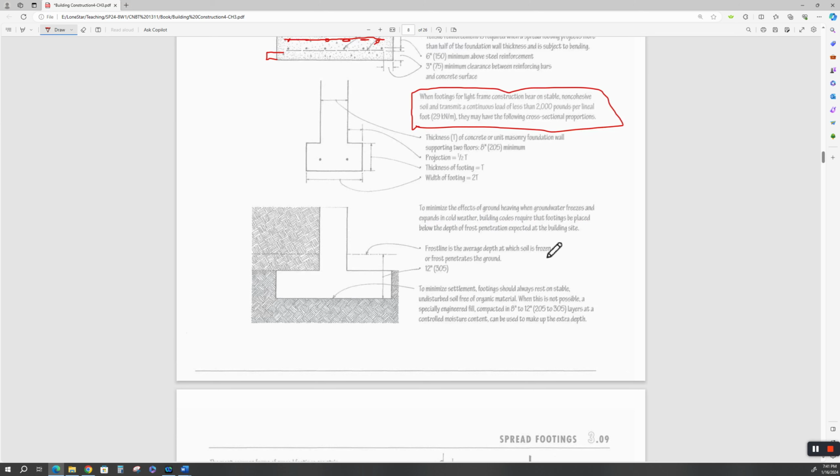To minimize the effects of ground heaving when groundwater freezes and expands in cold weather, building codes require that footings be placed below the depth of the frost penetration. We don't really have frost penetration down here. Your soils engineer, if you're working up north, will tell you what that frost line is on the average yearly cycle and where that footing needs to be. That's what you're paying them for.